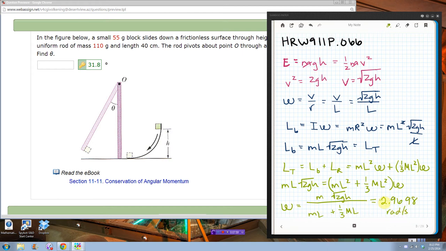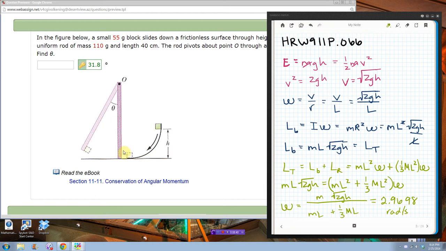Okay, so that is the rotational velocity of the rod-block combination right after impact. So, right here, when it starts to rotate, that's how fast it's rotating. Now, I want to know what the kinetic energy is right then, because it's my next step. It's really late and I'm tired, so I think this is the way to do it, but if you come up with a better way, let me know. This way will work, it's just going to be really annoying.